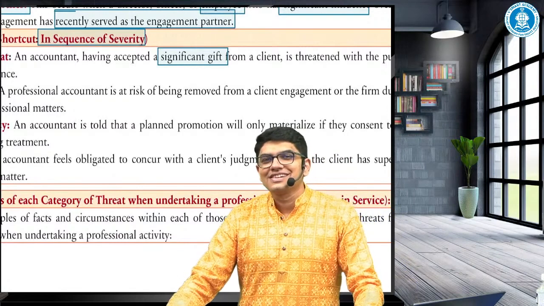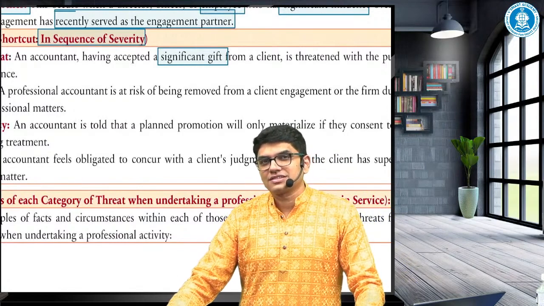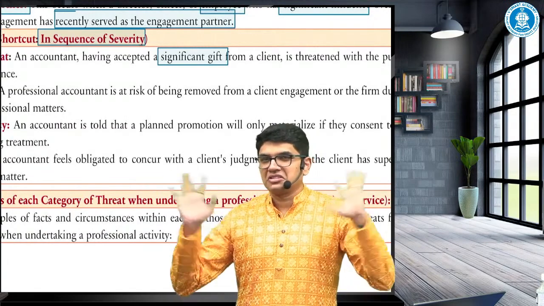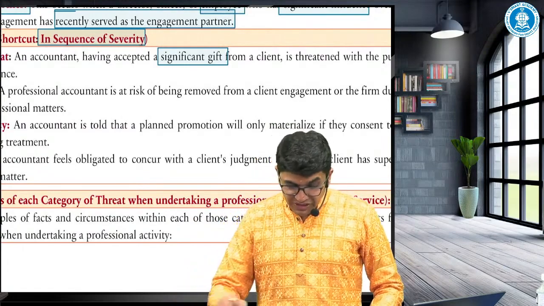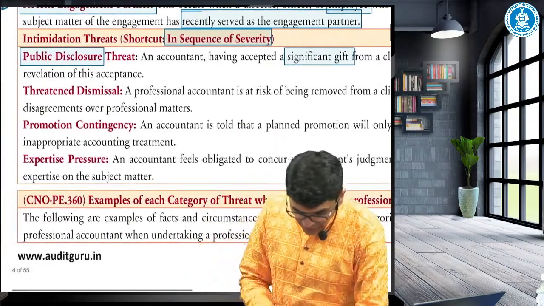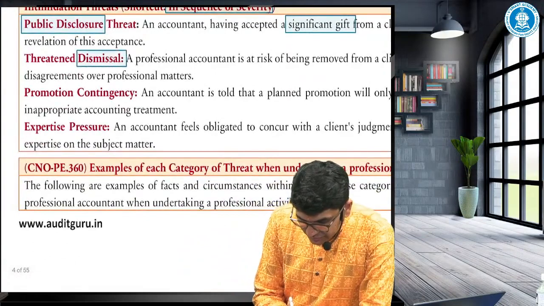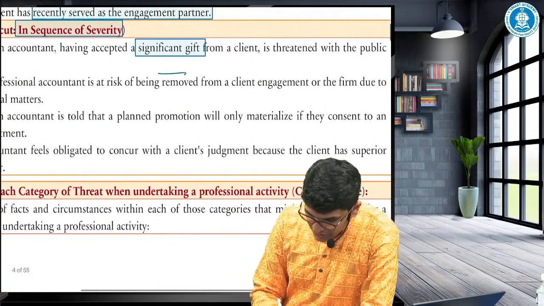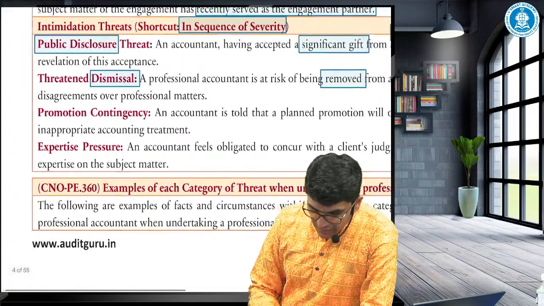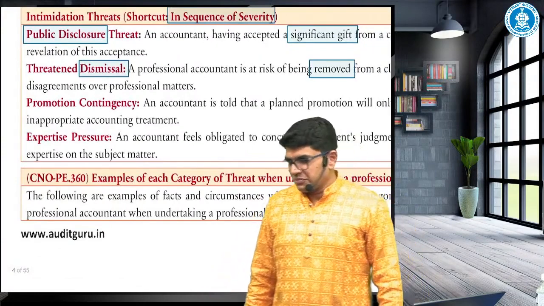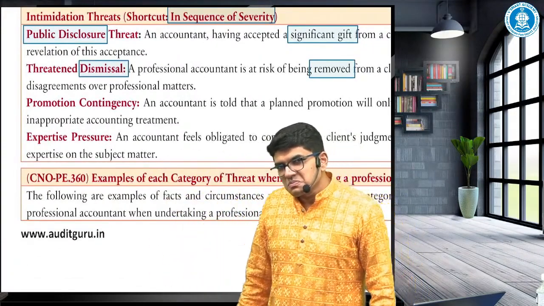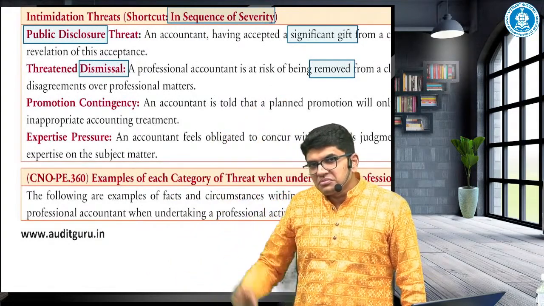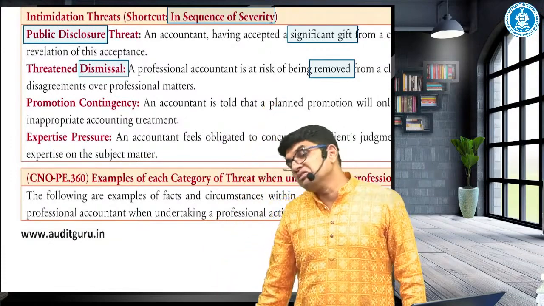But now, the client is using this. It is threatening, I will make public disclosure. This will destroy the whole career. Very dangerous. Intimidation threat. Next, the client is threatening the chartered accountant: I will remove you from the engagement. You are not listening to us. You don't want to give a clean report. We will remove you.